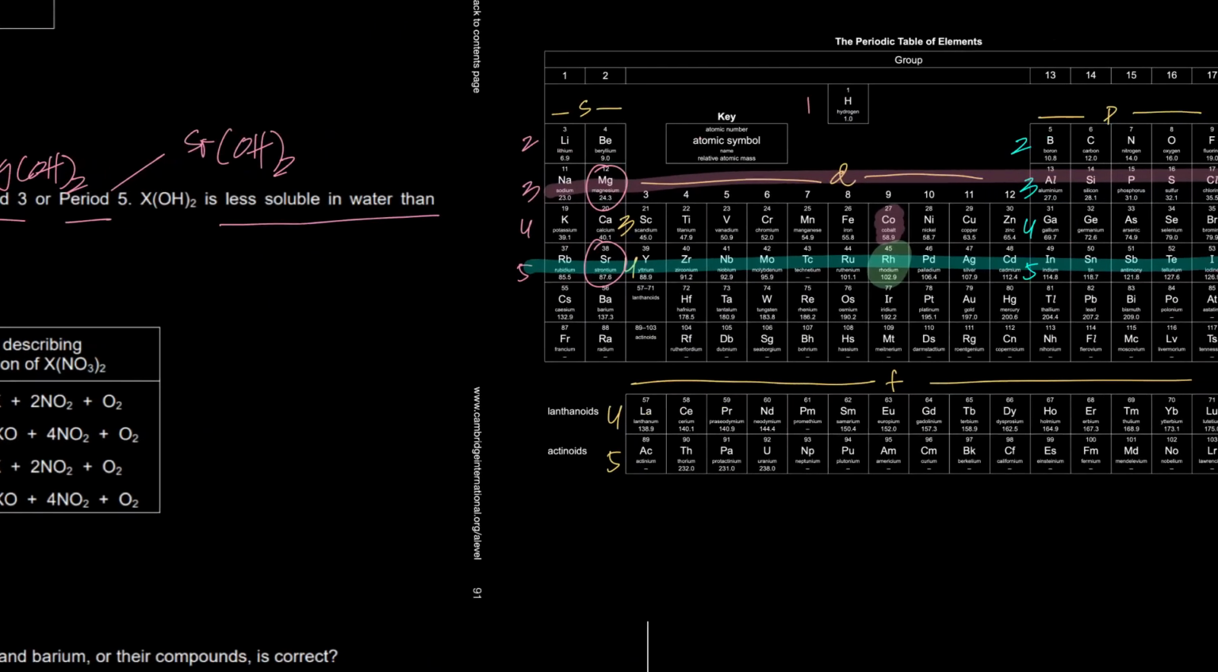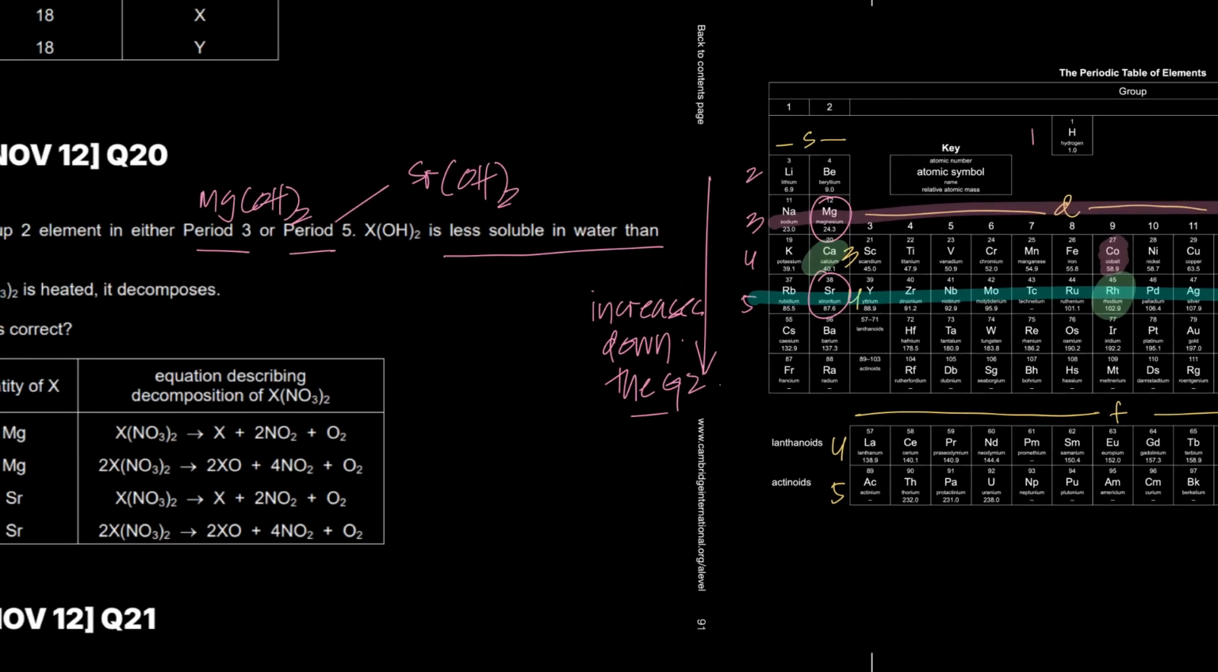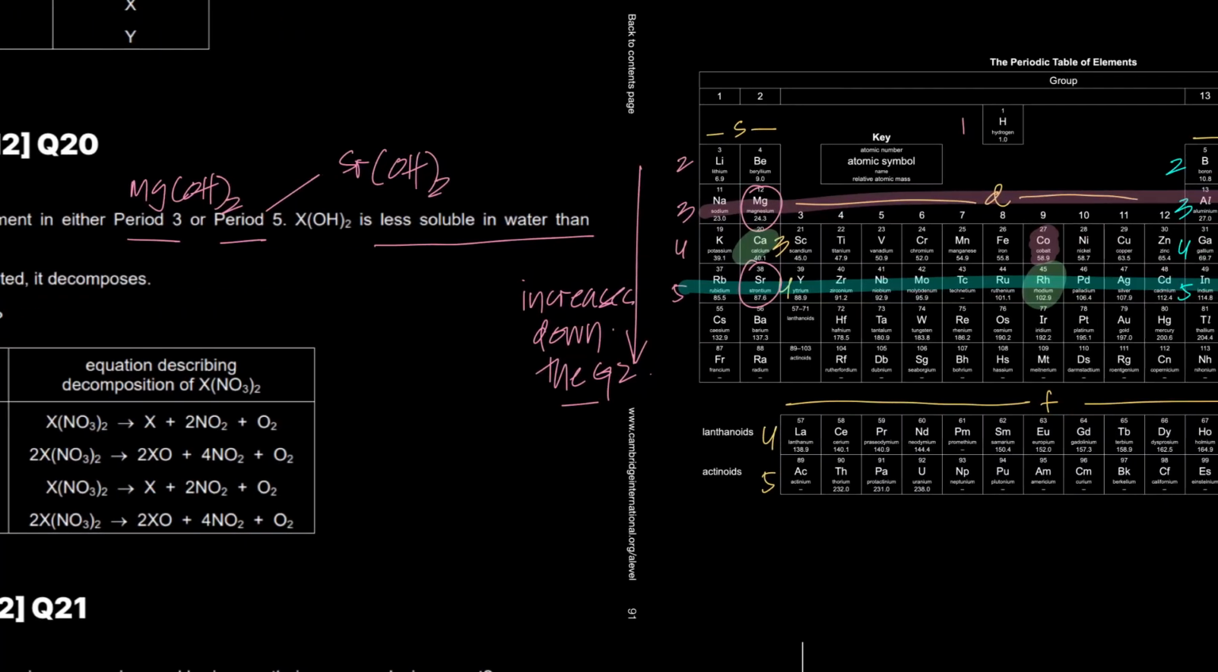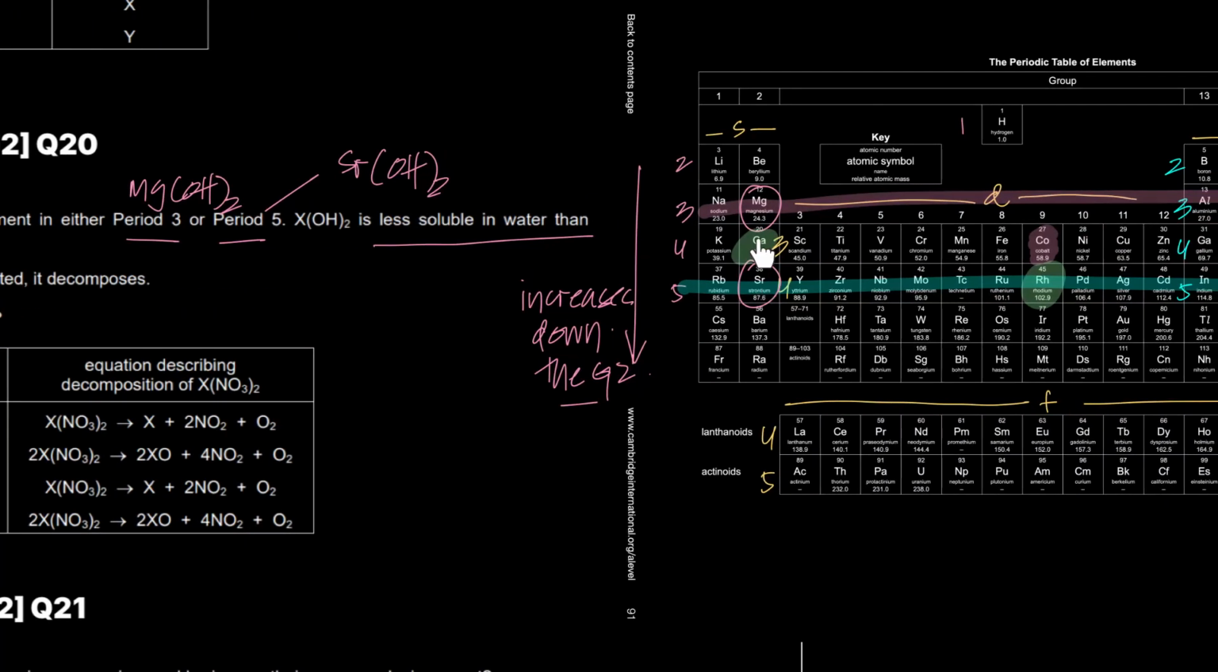Calcium hydroxide is in the middle, and you know that the solubility of hydroxides of group 2 increases down the group. So strontium hydroxide is more soluble than calcium hydroxide, and barium hydroxide is the most soluble. But he's saying it is less soluble in water than calcium hydroxide. So strontium is incorrect, because strontium hydroxide is more soluble.